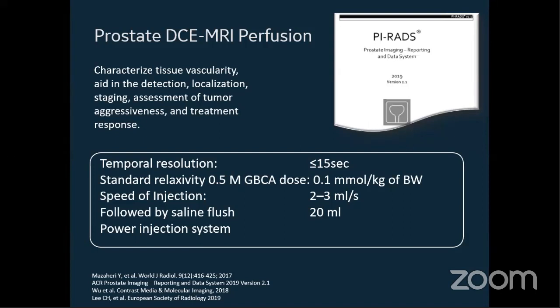body weight, with some variations of injection speed that could be due to different temporal resolution, concentration, or relaxivity of the agent. But PI-RADS does not make any differentiation between injection protocols of 1 molar or 0.5 molar agents.